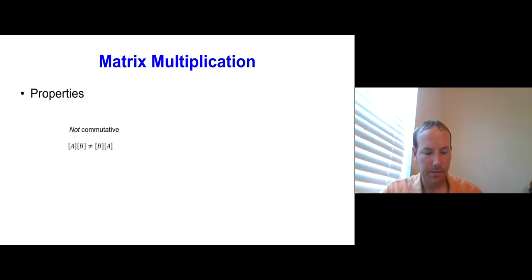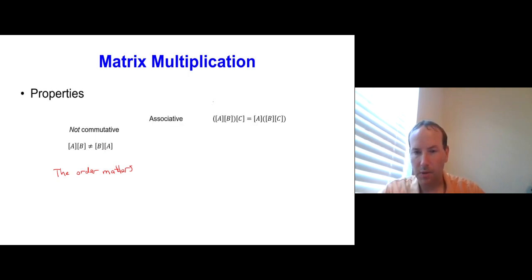So what are some of the basic properties of multiplication? Well, one of them that's very important is that it is not commutative. That means that the order matters. The order of the matrices matters. And one way you can see that this makes sense is that the inner dimensions need to agree, and if the inner dimensions agree, that doesn't necessarily mean that the outer dimensions also agree.